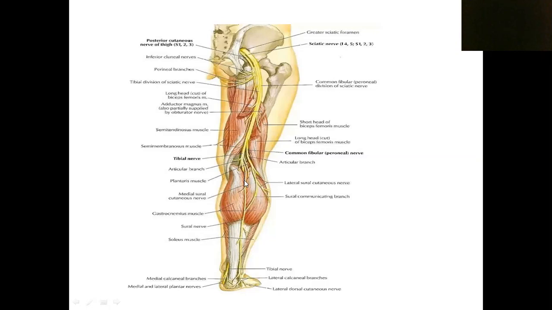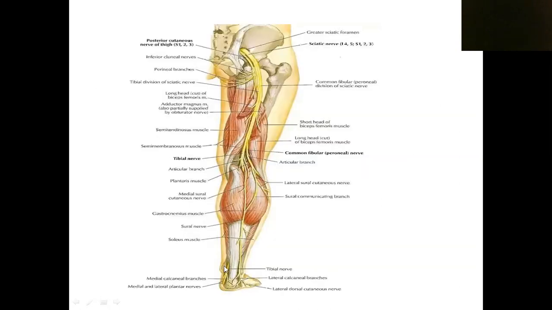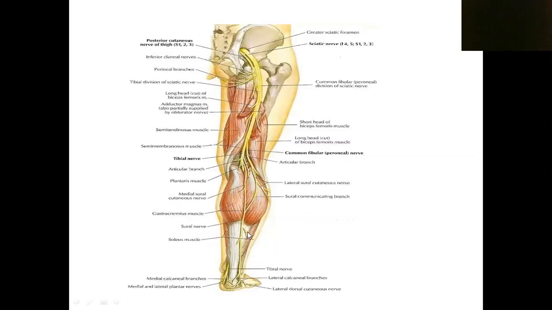So this is the course of the tibial branch. The tibial branch in the popliteal fossa runs vertically. Then in the posterior compartment of the leg, it lies between two muscles, tibialis posterior and flexor digitorum longus, and in the lower part, it passes deep to the flexor retinaculum. See here, that one is the flexor retinaculum. Here it passes deep to the flexor retinaculum and divides into two terminal branches: medial and lateral plantar nerves. So the origin and course of the tibial nerve is clear. Now, what are the branches?